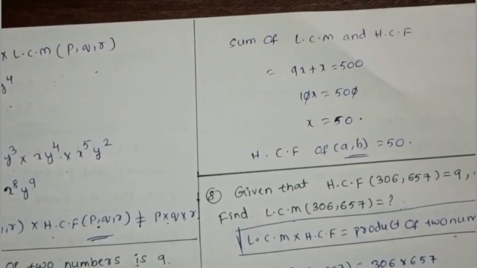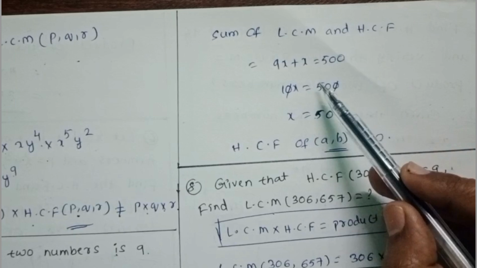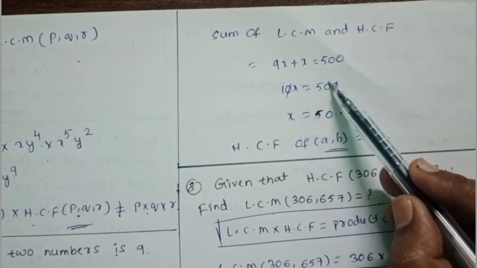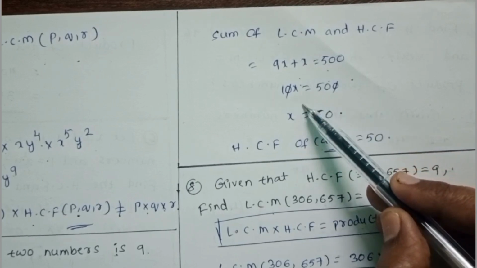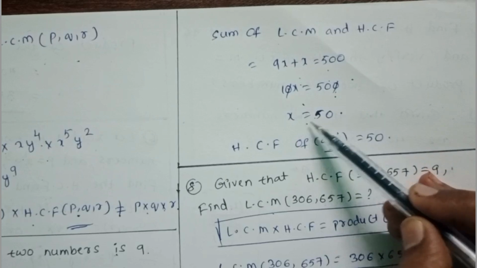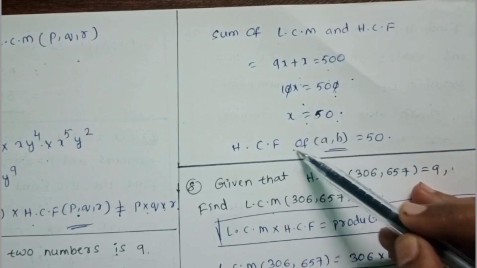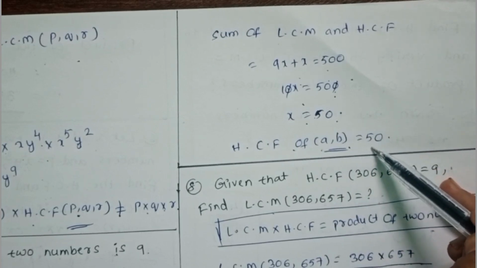They have given one more condition, that is, the sum of LCM and HCF is equal to 500. So 9x plus x is equal to 500. 9x plus x is 10x, equal to 500. Zero, zero cancel. x is equal to 50. So what is the HCF of A, B? That is equal to 50.